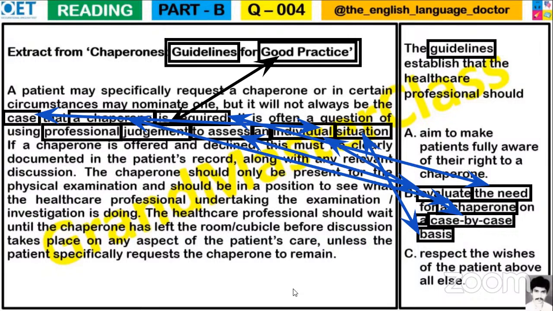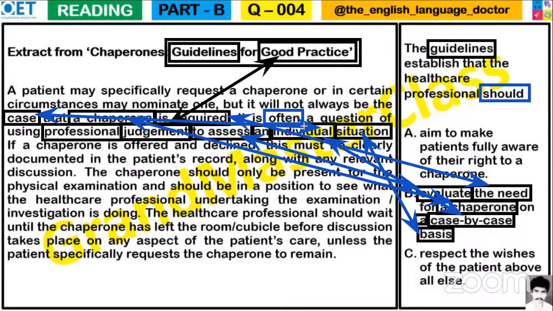Don't you know that? Should means 100%. Should means always, means often. Often means always. Means frequently, means 99.9%. Okay.